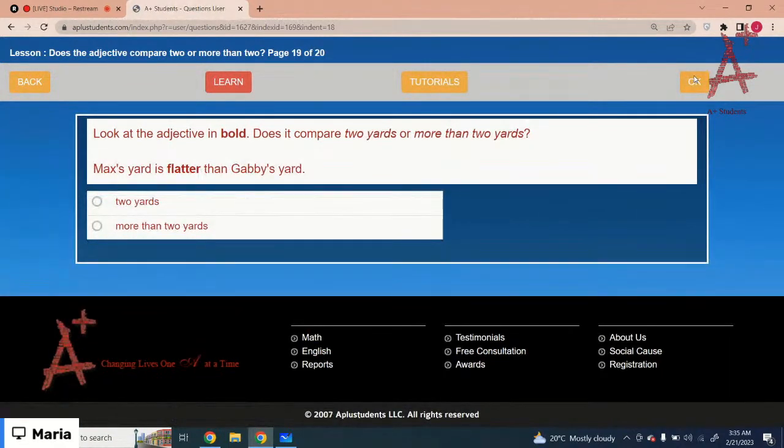Mac's yard is flatter than Gabby's yard. So which is the correct option? Flatter, you have an ER with the adjective. So whenever you have an ER, that is the comparison between just two yards.